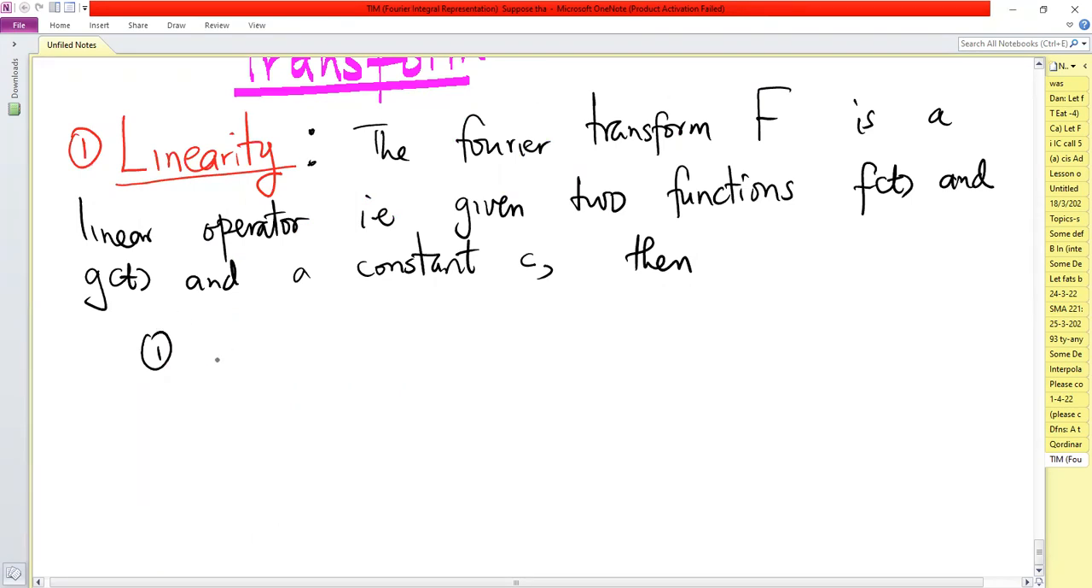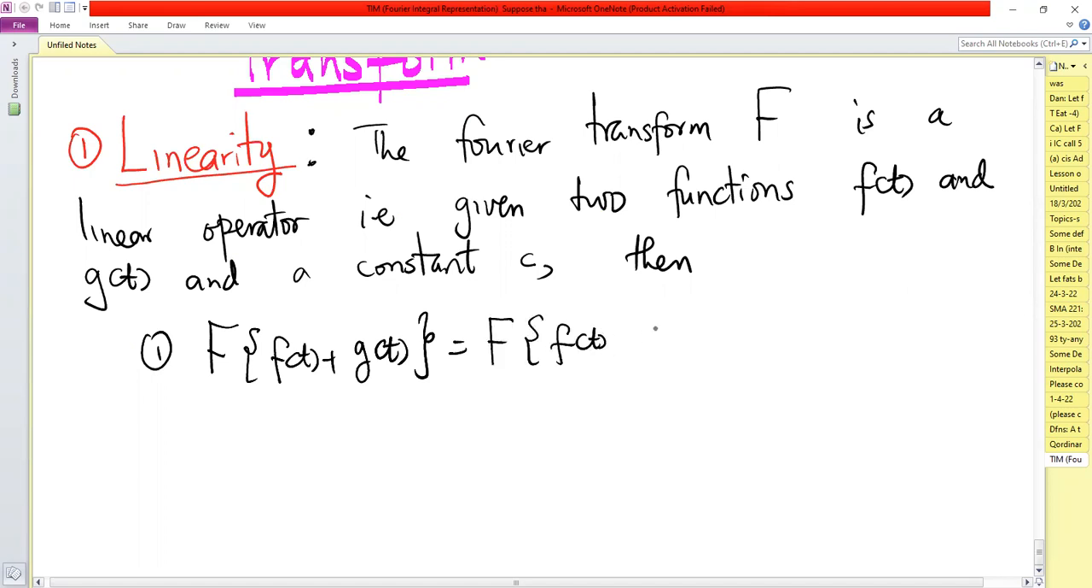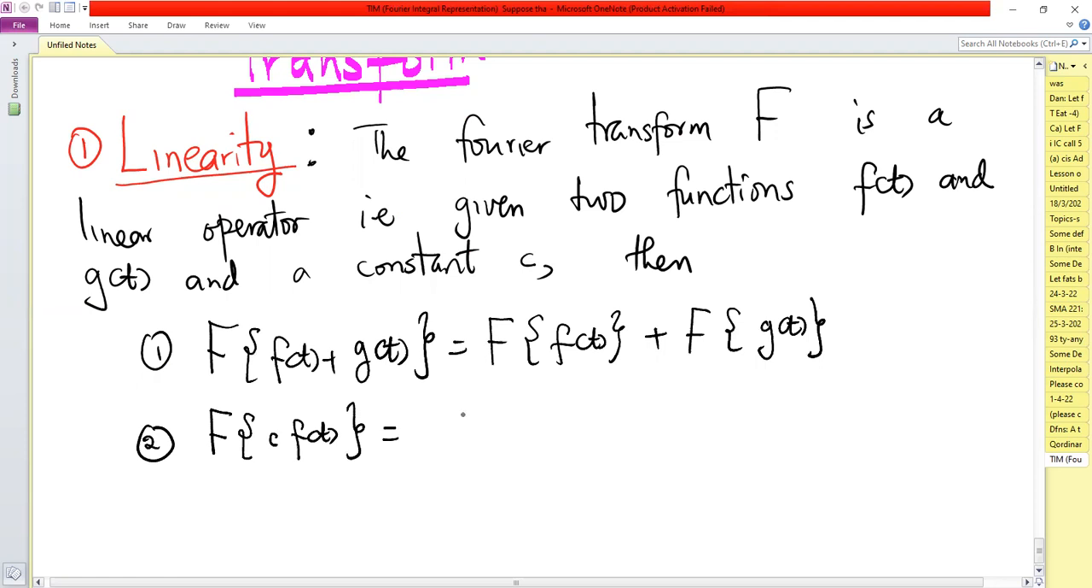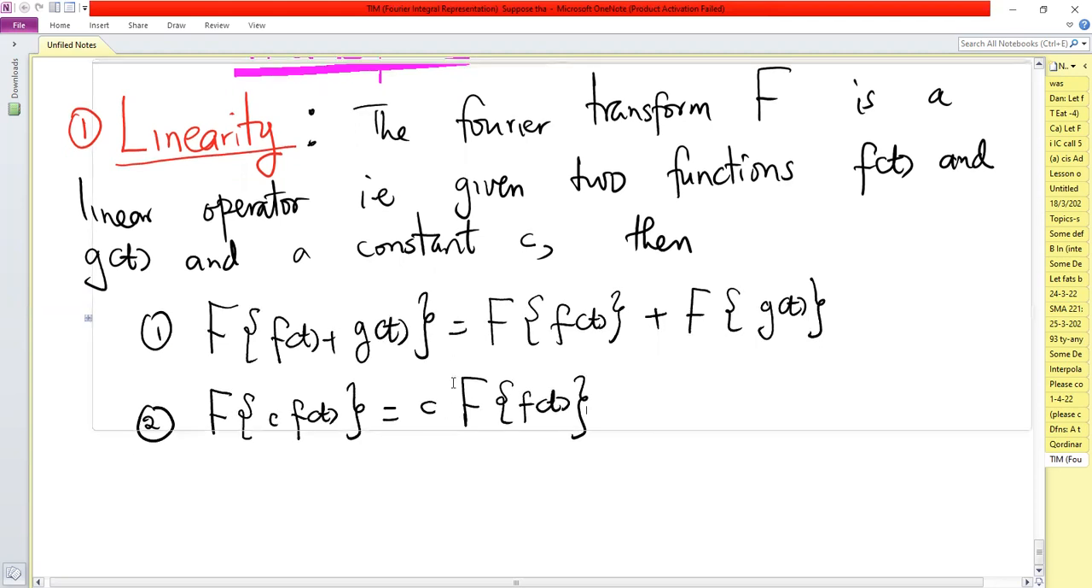one, that the Fourier transform of f of t plus g of t is given by the Fourier transform of f of t plus the Fourier transform of g of t. And then two, the Fourier transform of c times f of t is the same as c times the Fourier transform of f of t. We can easily prove these two relationships. So, proof.